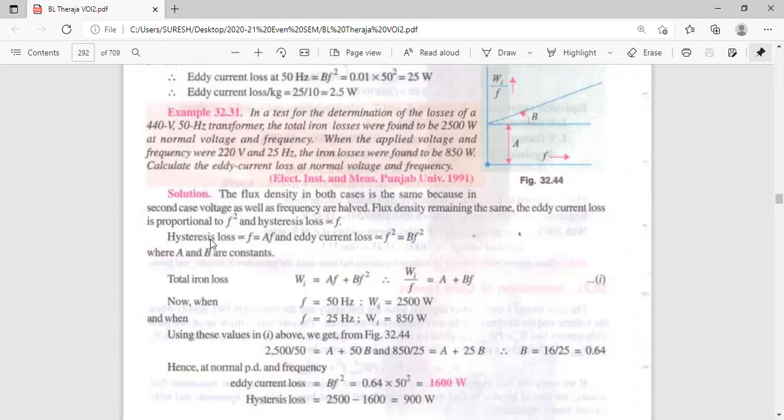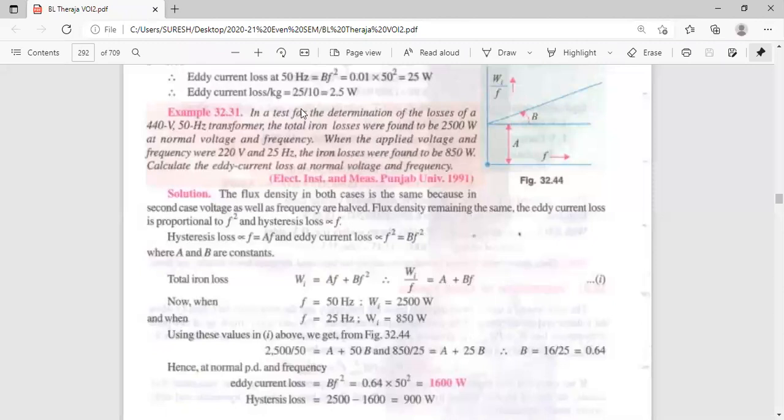See here, hysteresis loss WH is proportional to F. Remove the proportionality sign, place the constant A. WH is equal to AF. WE is equal to BF square. Therefore, total iron loss is WI is equal to AF plus BF square. Take F common, WI by F is equal to A plus BF.